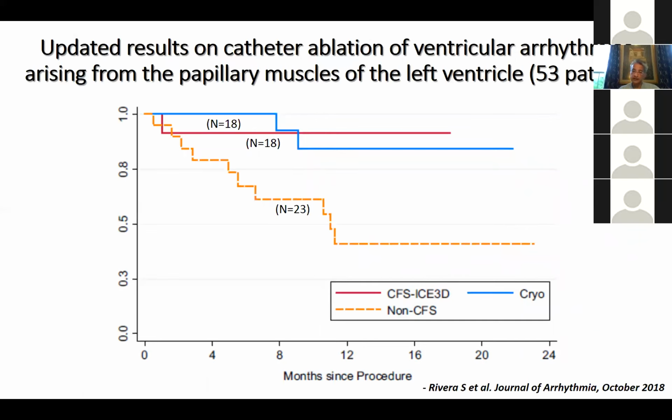So this is a small series that comes from a group in Argentina, about 50 some patients. And they looked at the success rate for papillary muscle ventricular arrhythmias in 3 different scenarios. So one group of patients was treated using contact force sensing and ICE segmented 3D anatomic mapping, kind of what I showed you in the previous slide. There's another group of patients where they actually used cryoablation after contact force mapping was not able to get the arrhythmia. And then the third group is where they did everything that they did in the group in red, but instead of contact force sensing, they had non-contact force sensing catheters.